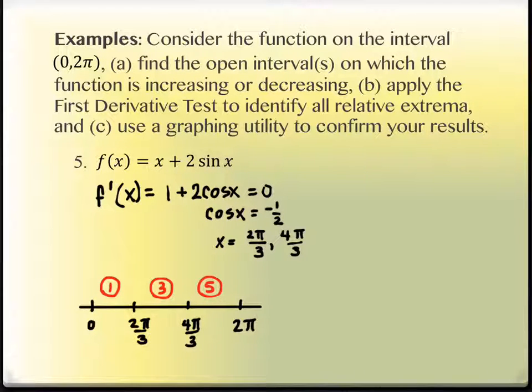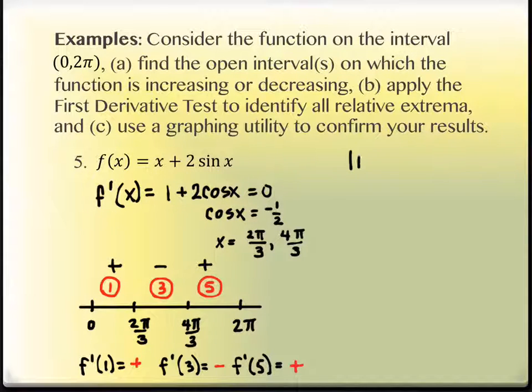All right, so we're going to plug those into the derivative, right? So we want f prime of 1, f prime of 3, and f prime of 5. All right, so what is f prime of 1? Positive or negative? Positive. How about f prime of 3? Negative. And f prime of 5? Positive. They don't always alternate, but a lot of the time they do. So we have positive, negative, positive.